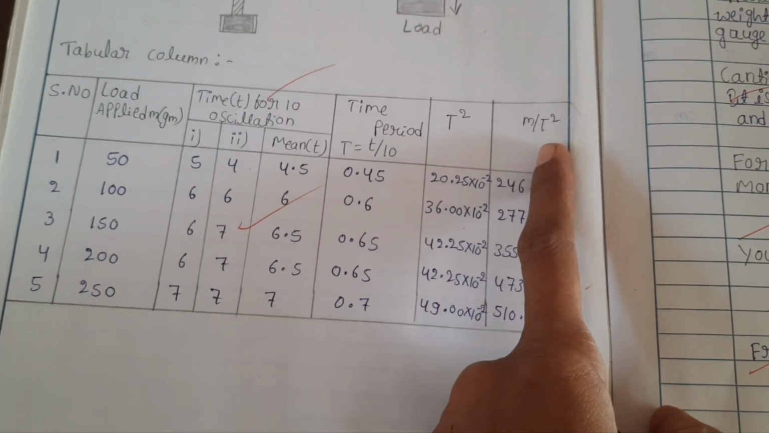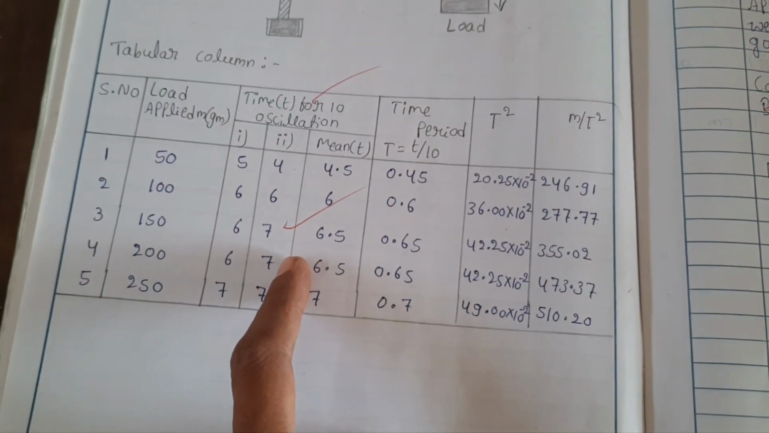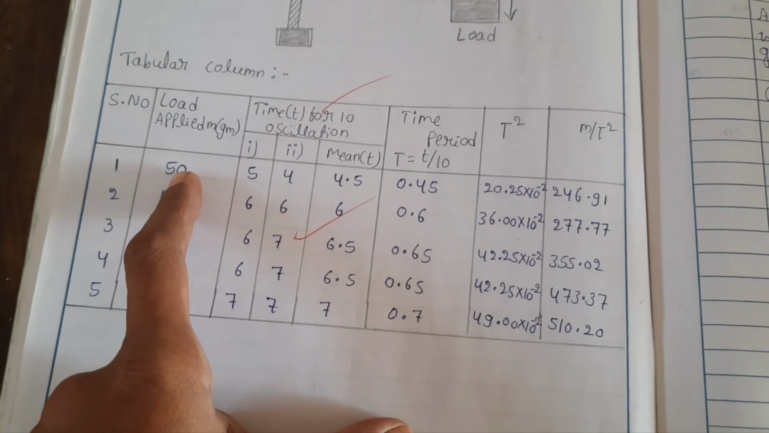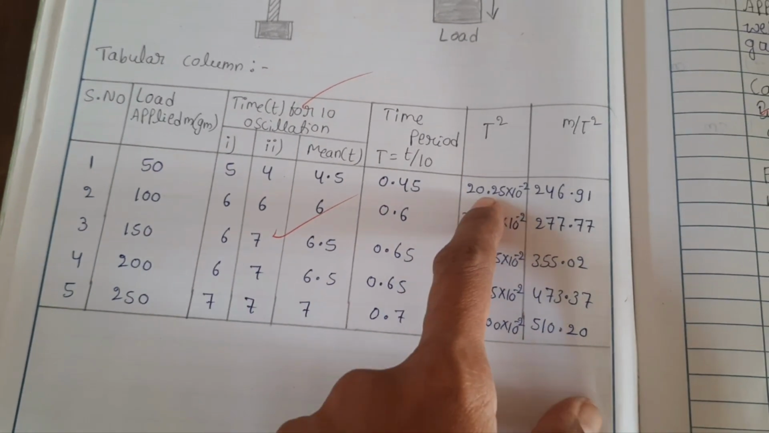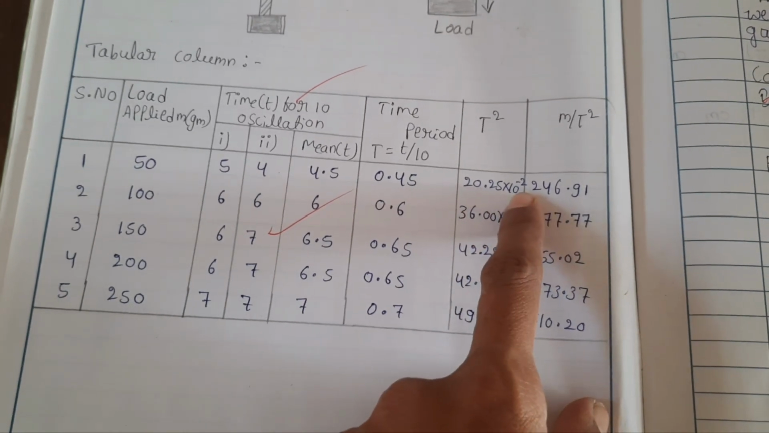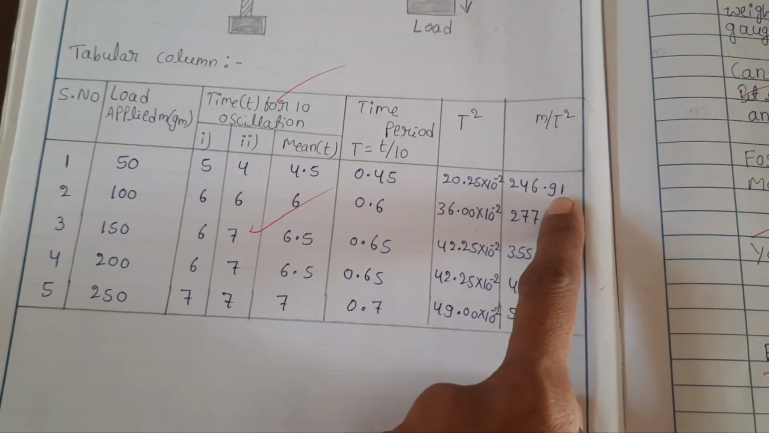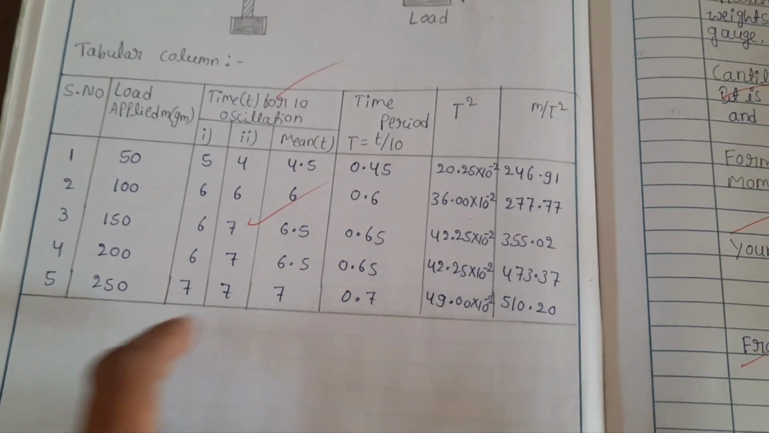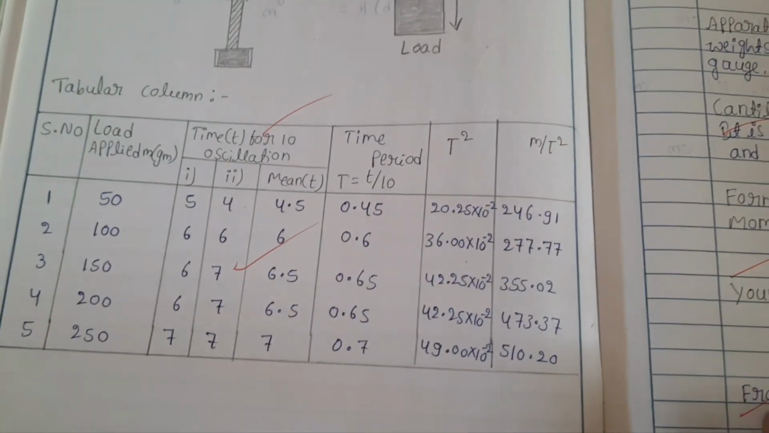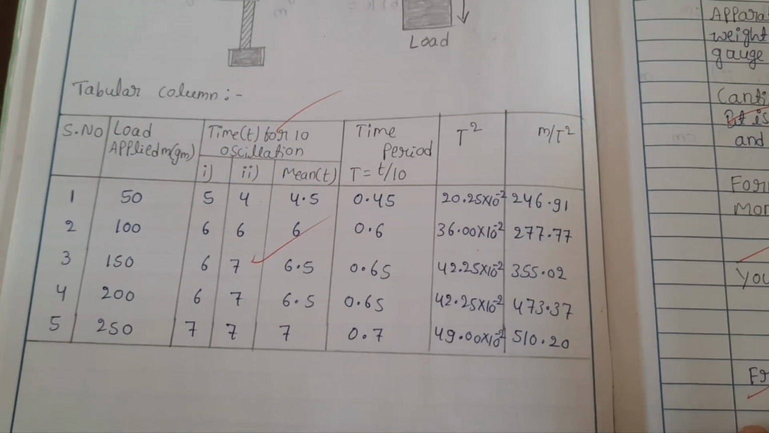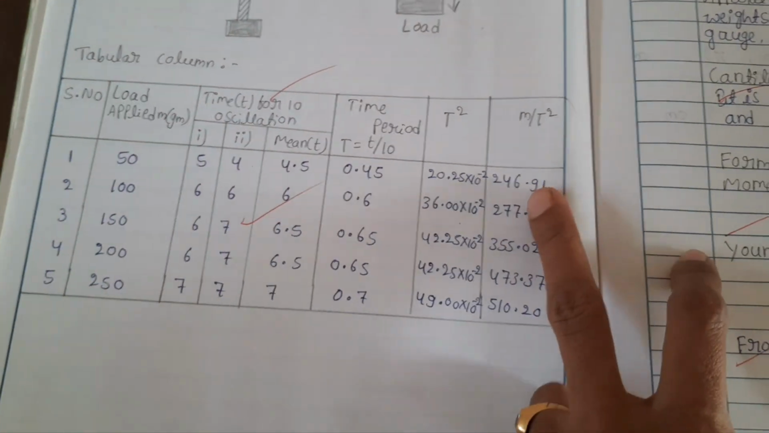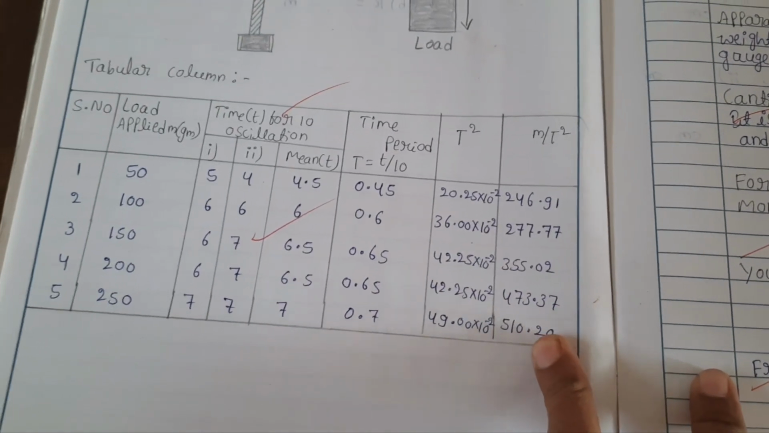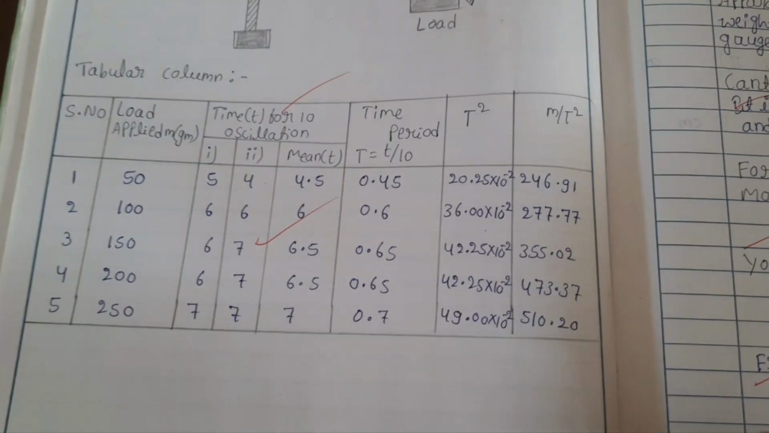Then go for m by T square. M is the mass, so mass by T square. 50 by this first reading 20.25 into 10 to the power minus 2, you will get 246.91. Repeat the same calculation for other different weights. You will get m by T square. After calculating this m by T square, you have to take the mean of all the 5 readings. Add these 5 readings and divide by 5, you will get the mean.